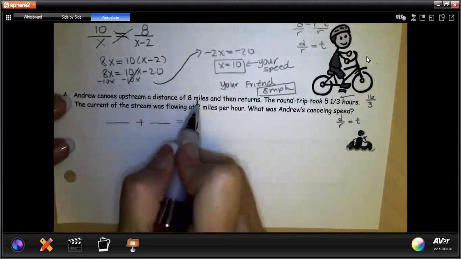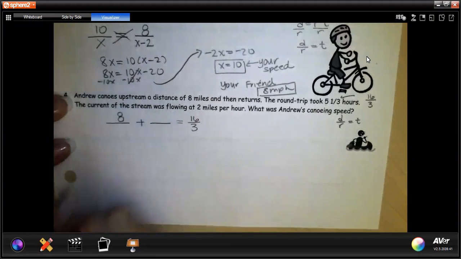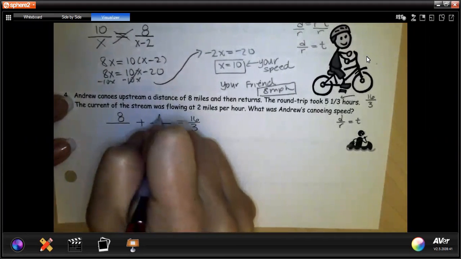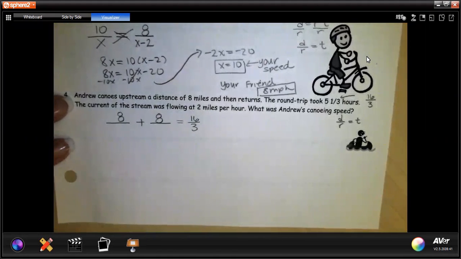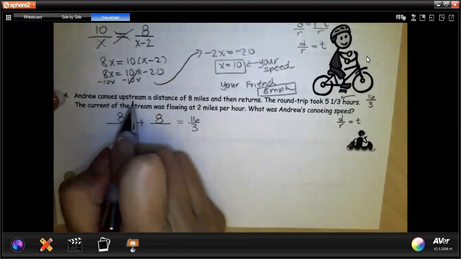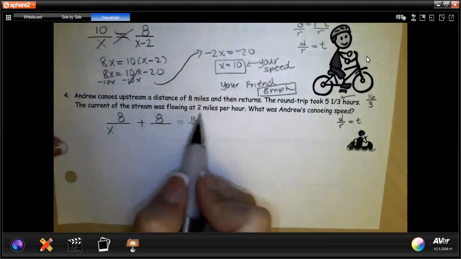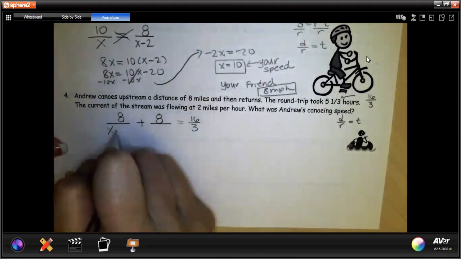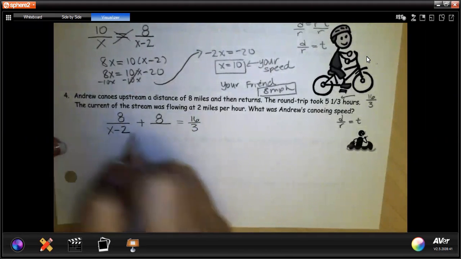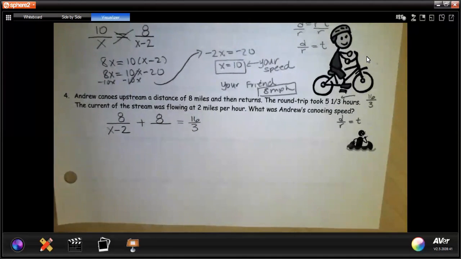Now it says upstream he canoes 8 miles, so there's the distance. And then he returns, so that's 8 miles again. So those are going to be the same distance. This bottom part here is the tricky part. He is traveling upstream, and we don't know what his rate of canoeing is. That's x. But with the current flowing at 2 miles per hour, as he goes upstream, it is pushing against him. So we would have to subtract that 2 of the stream pushing him.